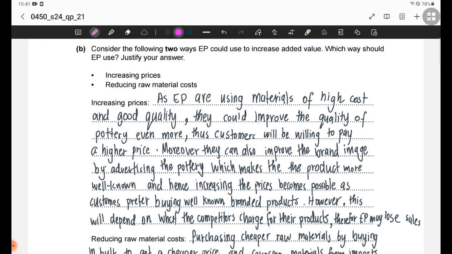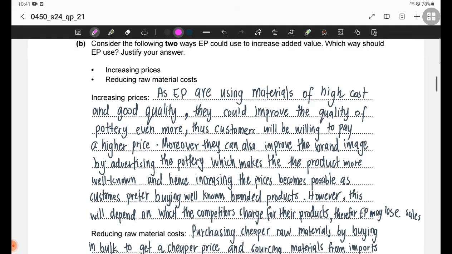Now you have to justify. What you're gonna see is there's many other things, but I just went along with the points that I've mentioned earlier. However, this will depend on what the competitors charge for their products, therefore EP may lose sales. There are other justifications too.